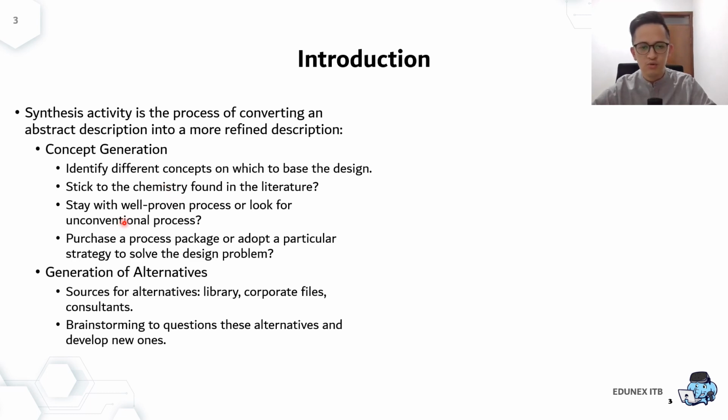You may have an option to stay with a well-proven process from a commercial licensor, or you can look for an unconventional process. You can purchase a process package or adopt a particular strategy to solve the design problem. In terms of generating alternatives, you have a lot of options nowadays to find sources, for example, library, corporate files, consultants, or directly the licensors themselves. You can brainstorm to question these alternatives and develop new ones.